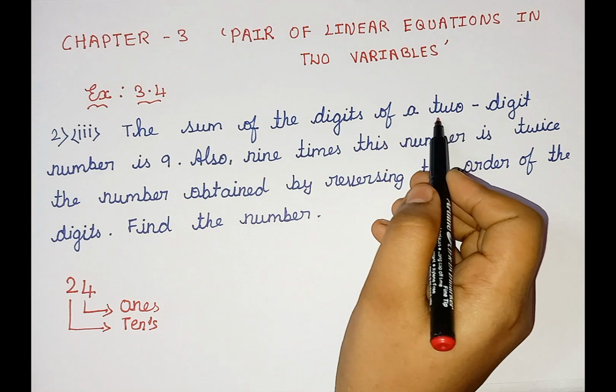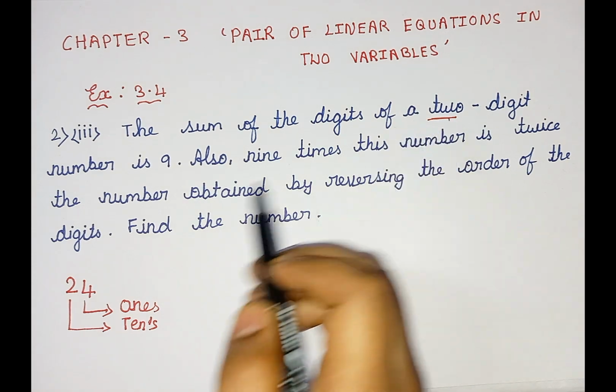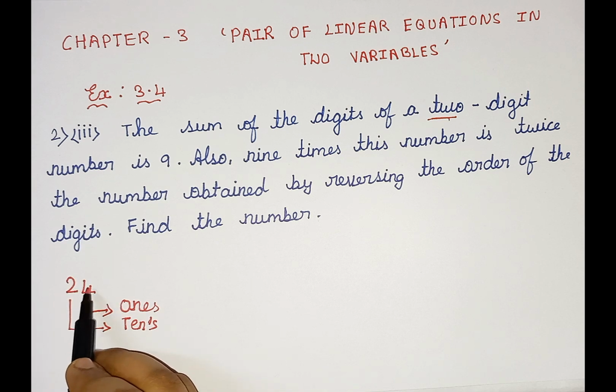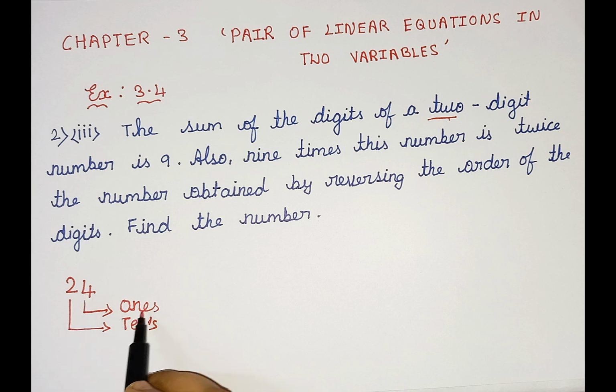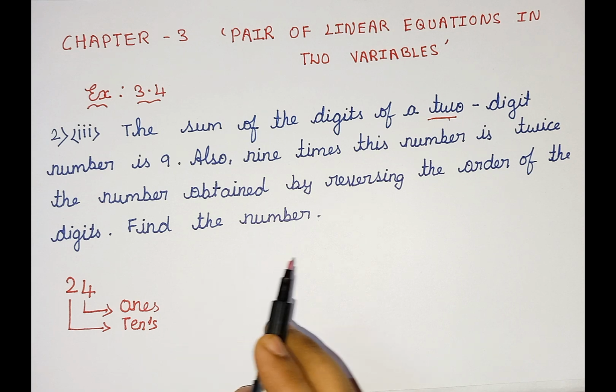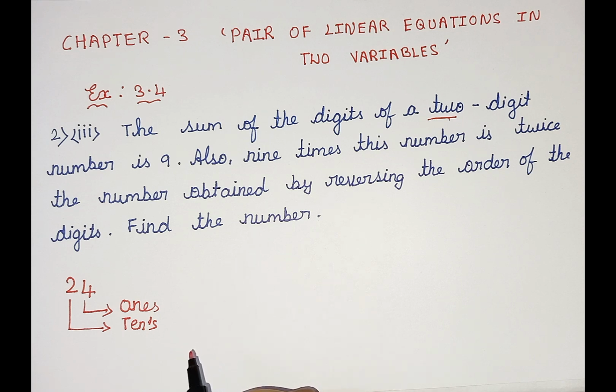So likewise they have mentioned a two-digit number. So I just took a two-digit number. Here I call the first place ones and the second one tens, isn't it? Since they are talking about digits and numbers, I am going to take: let the digit at ones place be x and let the digit at tens place be y.